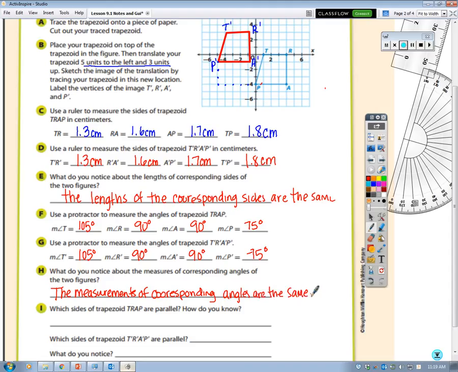So, side lengths are the same, angles are the same. Now let's go ahead and answer this next question. Which sides of trapezoid TRAP are parallel, and how do you know?